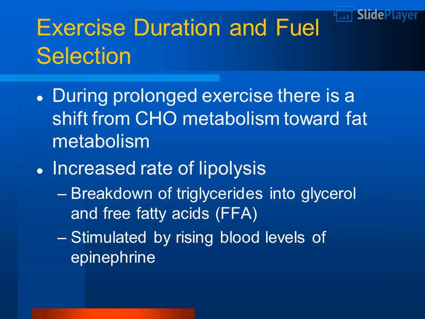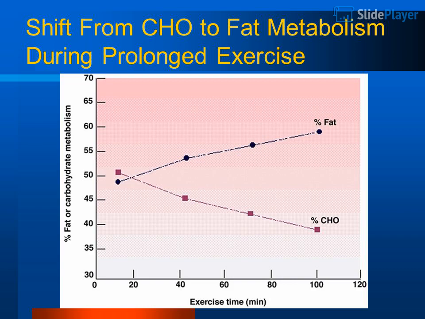Exercise duration and fuel selection. During prolonged exercise there is a shift from CHO metabolism toward fat metabolism. There is an increased rate of lipolysis, the breakdown of triglycerides into glycerol and free fatty acids, FFA, stimulated by rising blood levels of epinephrine. Shift from CHO to fat metabolism during prolonged exercise.